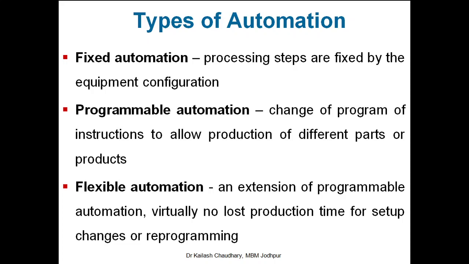Now we'll talk about the types of automation, which is very important to understand. There are three types of automation: fixed automation, programmable automation, and flexible automation. So now we'll see the difference among these three. Fixed automation includes processing steps that are fixed by the equipment configuration. Largely the manufacturing steps are fixed, and you require such automation where you have a standard product and you need production in large quantity. So if your products are standard and the production quantity required is high, you go for fixed automation.